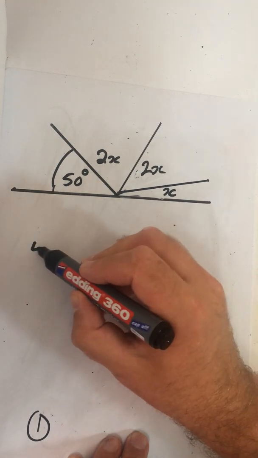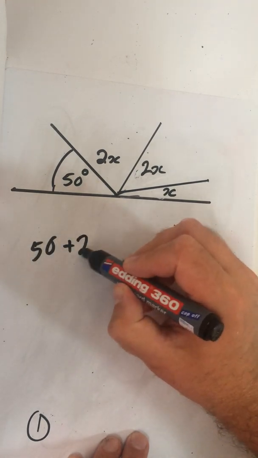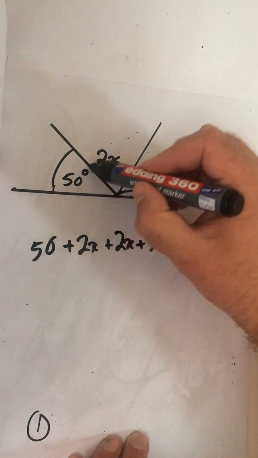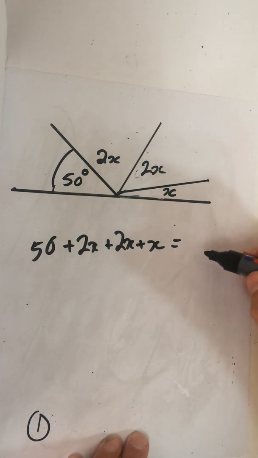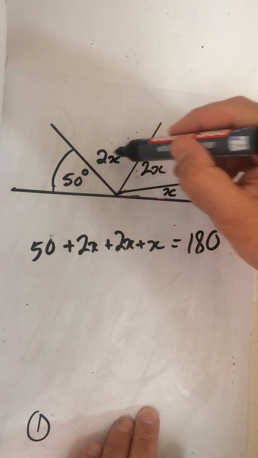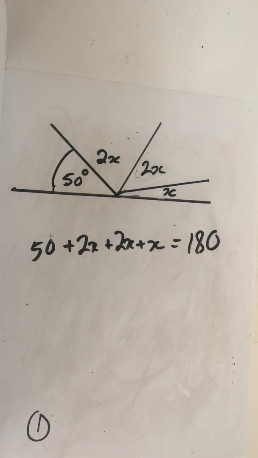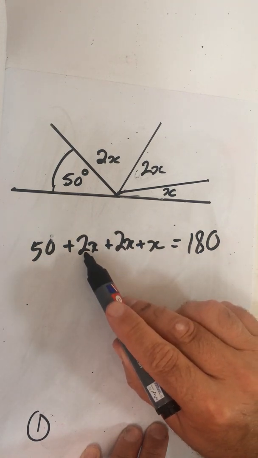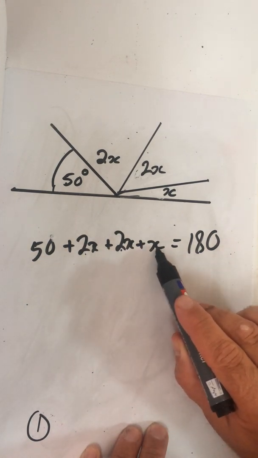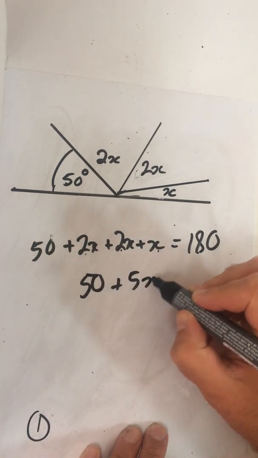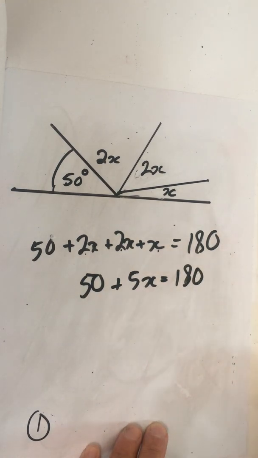So I know that it'll be 50 degrees plus 2x plus 2x plus x. All these added together will give me 180, won't it? Because all these angles on a straight line add up to 180. And then I just use everything I've been taught. From here, I'm going to add up my x's first of all. 2x add 2x is 4x, add 1x is 5x. So now we've got 50 plus 5x is equal to 180.